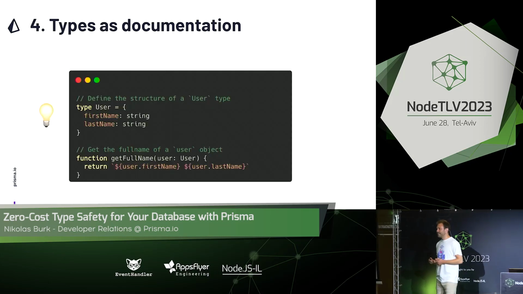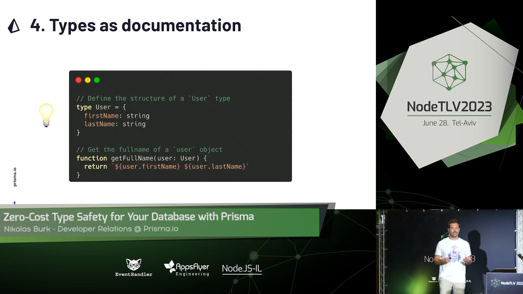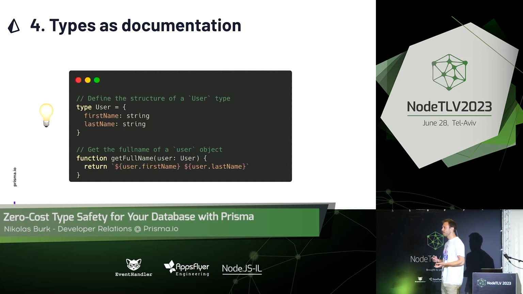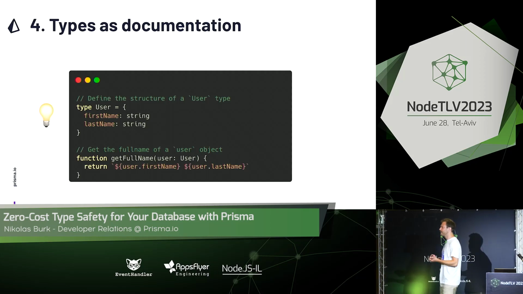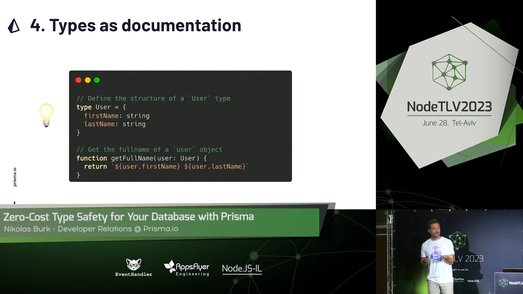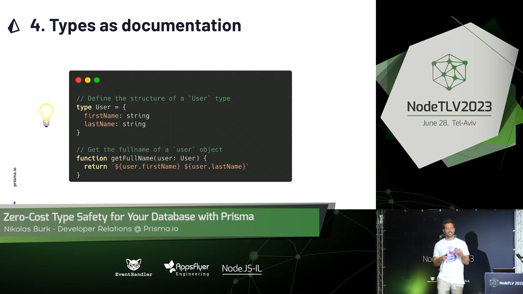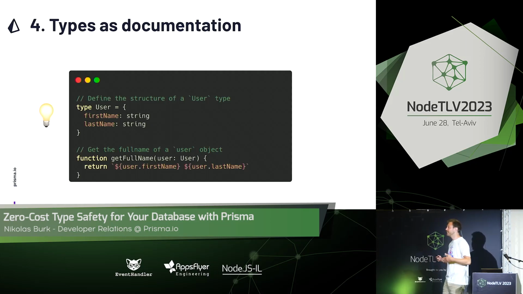The next one is that types also serve as documentation, especially when we're in a team setting. I think it's really, really valuable that we actually need to define types and others can understand what we wanted to do with that particular piece of code. So it helps us to understand what the author of a certain piece of code actually intended to do.